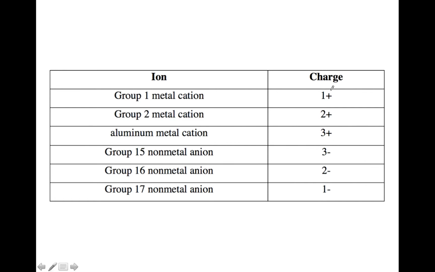Metals in group 1 are going to end up with a +1 charge when they lose electrons. Metals in group 2 are going to end up being +2. Aluminum, +3 when it loses electrons. And then the nonmetals in group 15 are going to end up with -3, group 16 -2, and 17 -1. So you'll need to refer back to this chart on the next slide.